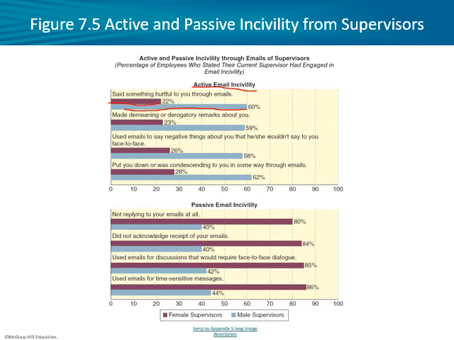Same thing with demeaning or derogatory remarks: using emails to say negative things about you they wouldn't say face to face, putting you down or being condescending to you through email. In all of these categories, the males are a lot more likely to do that than the females. I was thinking about some of the less civil emails I've received over the years, and I've definitely noticed this one.